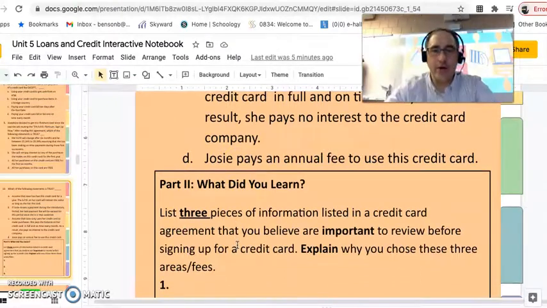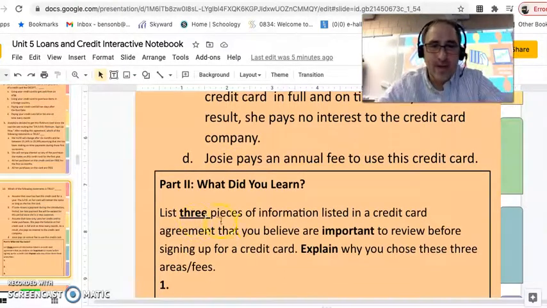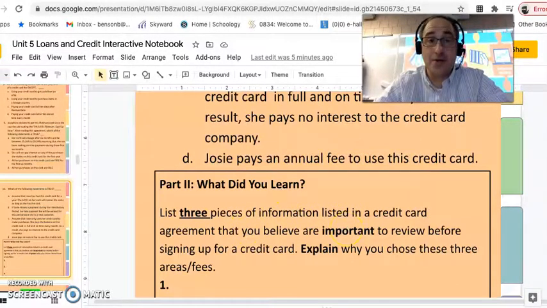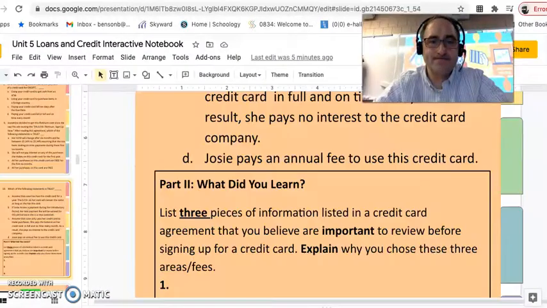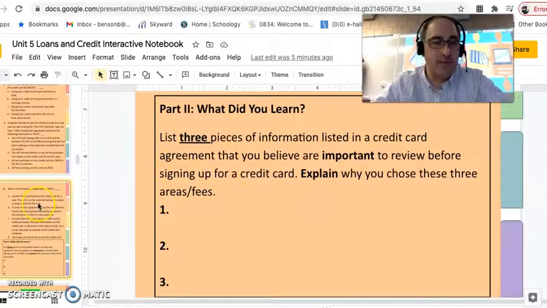Now, we want to know what you learned. You're going to list 3 pieces of information listed on the credit card agreement that you believe are important. So again, refer back to the Schumer table. And then explain why you chose these 3 areas and fees. We have them numbered here for you.